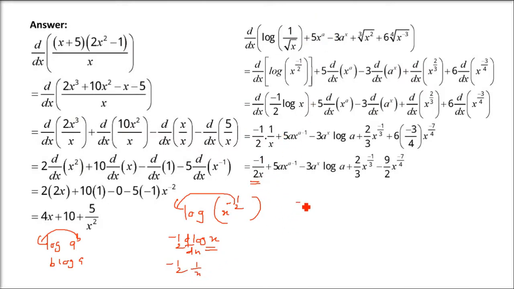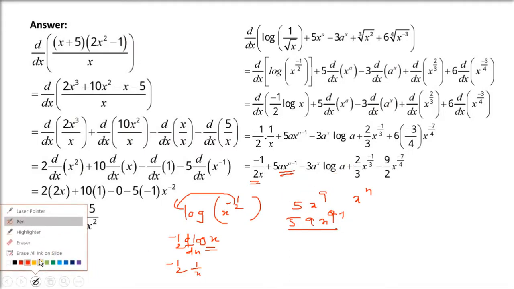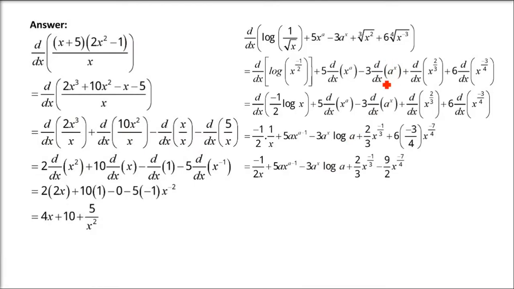First is done. Coming to the second one, 5 x raised to a. x raised to a is directly of the form x to the power n. So a x to the power a minus 1, because n is a here. So 5a x to the power a minus 1. So the second one is also done. Coming to the third one. Let me just clear it first. Third one. So a raised to x. For a raised to x we have direct differentiation. a to the x is a to the x log a, base e. So minus 3 is already there. So minus 3 a raised to x log a.